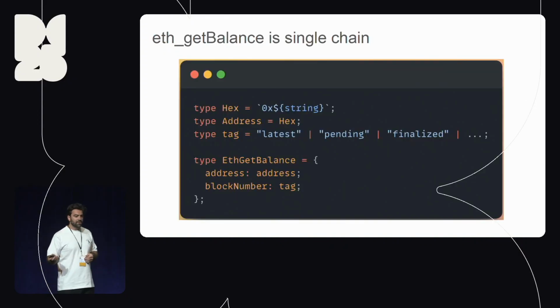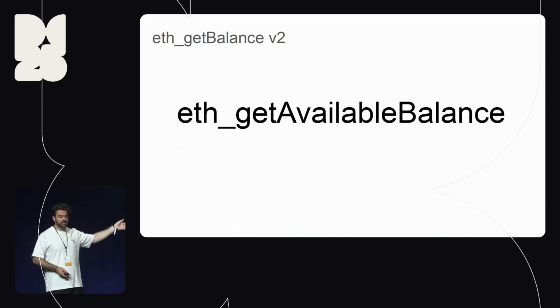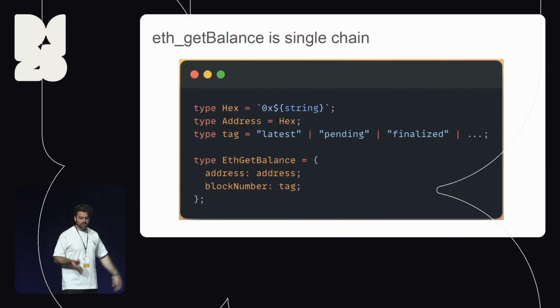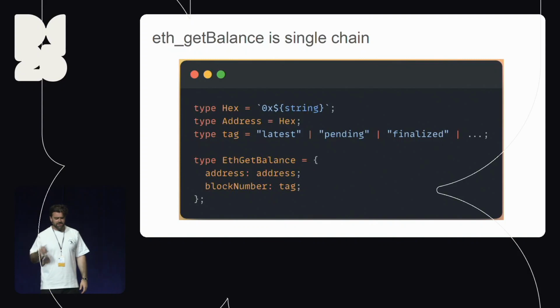I'll give you an example. This is eth_getBalance, and eth_getBalance works for a single chain. You call a node via RPC, it returns you the balance of Ether. You can then morph this a little bit and throw in the token contract, get the balance of a specific token. You're stuck to a single chain. It's quite simple. You have address and block number. And that's just where you want to go.